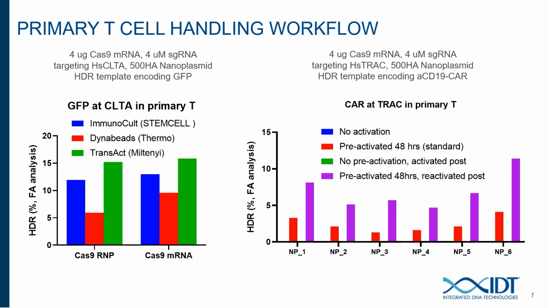And we found some trends here using both Cas9 RNP and Cas9 mRNA. The highest HDR rates that we saw were always with Miltenyi TransAct. And then on the right, we experimented with different time points of activation using that TransAct, and measured CAR knock-in rates.